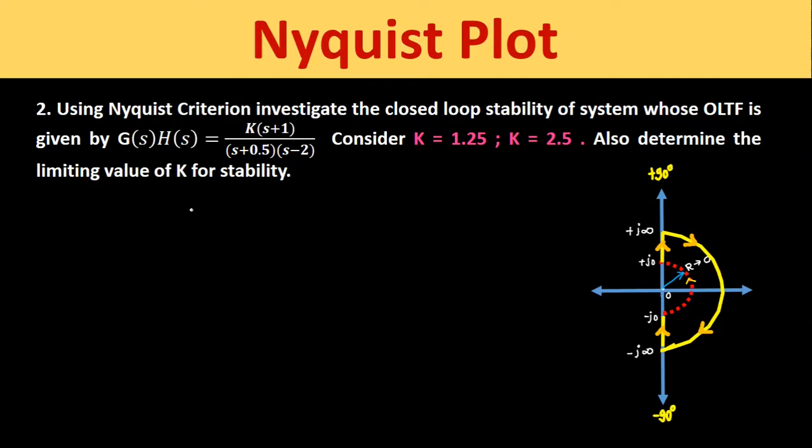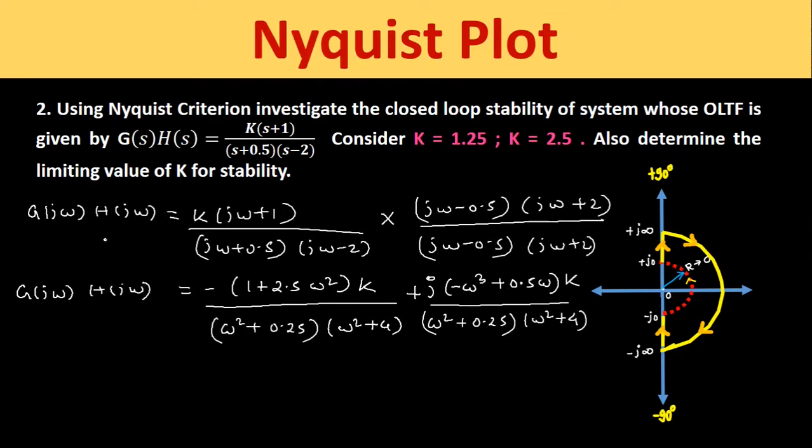Now to find out the value of OQ in the figure of Nyquist plot, we have to first take the equation of g of j omega into h of j omega. Then we have to rationalize this equation as shown. After rationalization and simplification, we will have to separate the real and imaginary part of this equation of g of j omega into h of j omega. Then we will get this type of equation. So this is our imaginary part and this is our real part.